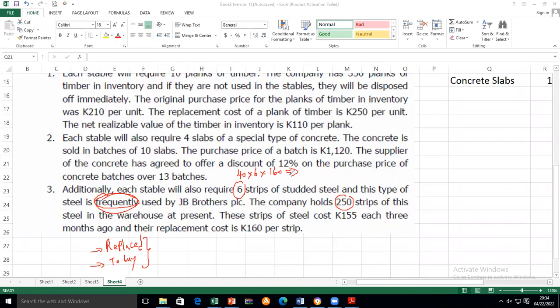What is already in stock, once we use it, we're going to replace it. What we don't have, we need to buy it. So that makes your question very easy.